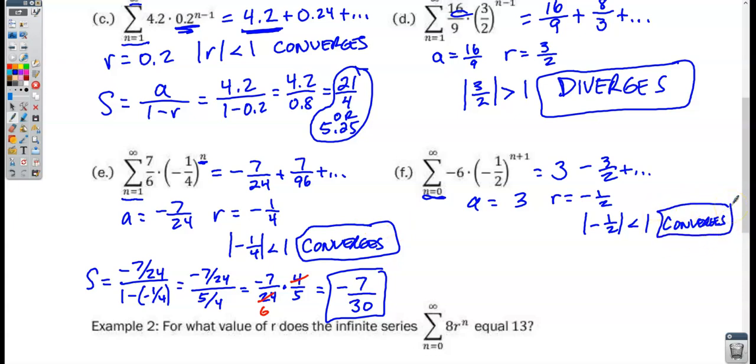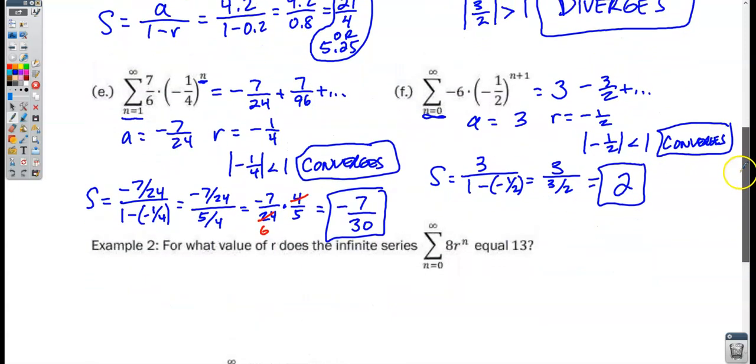And then I can use the sum formula to find what it converges to. The sum is equal to A over 1 minus R. So that's 3 over 3/2, which means that this is all going to add up to 2. All right, that's how we can determine if a geometric series converges, and then if it does converge, what its sum is going to be.